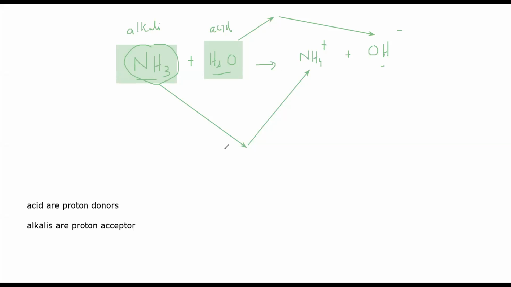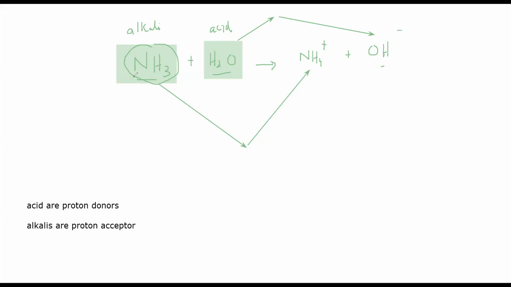If the number of protons or hydrogens increases in a substance, we call that an alkali because it accepts protons. This is one of the definitions of alkali, because there are many definitions. Whenever a substance accepts a proton, we call that an alkali.